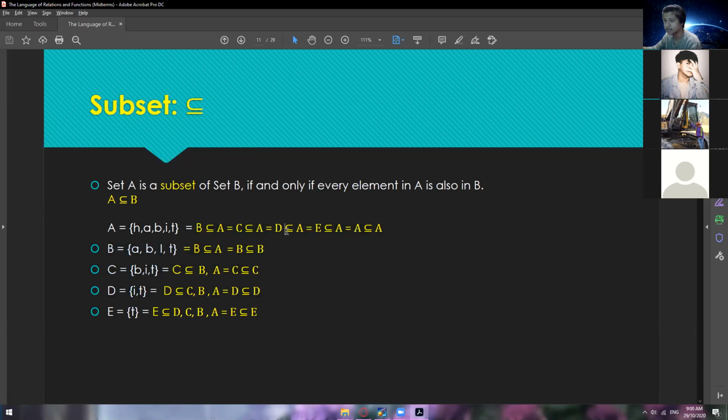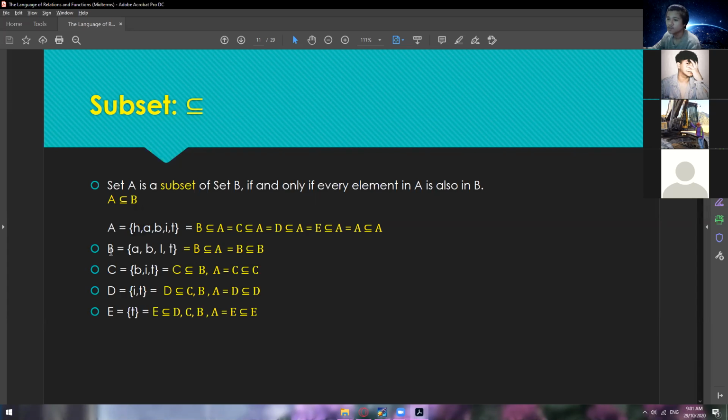Here are the possible answers. B is a subset of A, since all of the elements of B can be found on set A. The same with C, D, and E: all of their elements can be found on set A. That's why B is a subset of A, C is a subset of A, D is a subset of A, and E is a subset of A. And lastly, A is a subset of itself, of course, since all of the elements of itself are inside of itself.